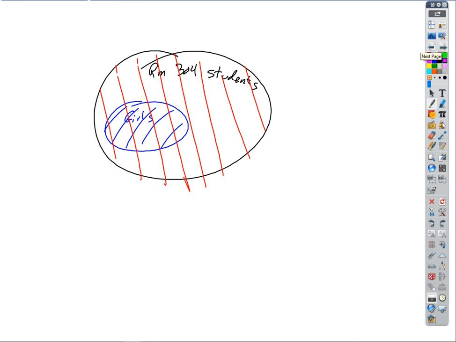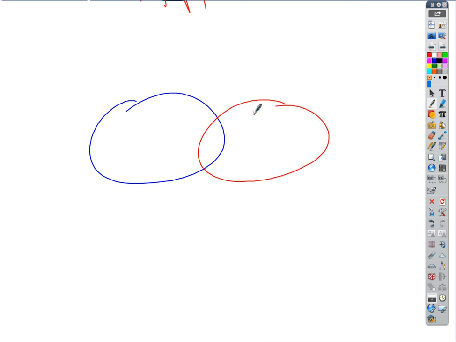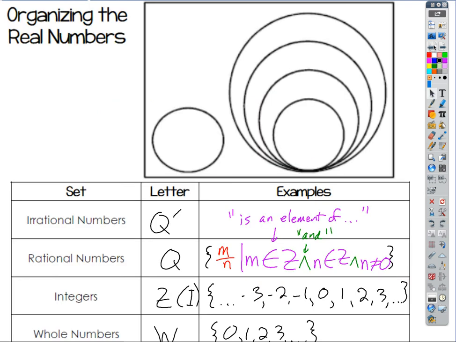So if we have sets, maybe I'll think of just a different kind of abstract set. So if we've got a blue set, and we've got a red set, what's going to be the union of those two sets? So an OR statement. Both, everything in both. If I'm talking about an AND statement, which is an intersection, that's only going to be that little spot in the middle, right? Okay? You probably talked about that a little bit.